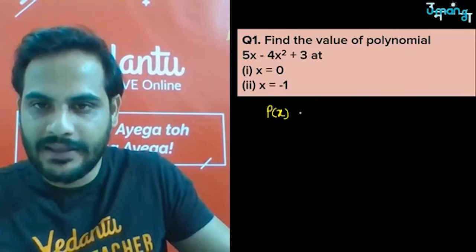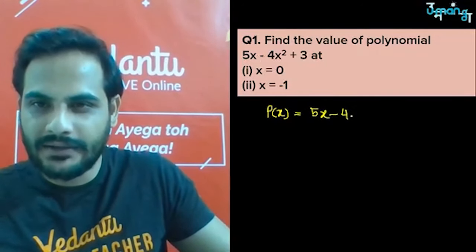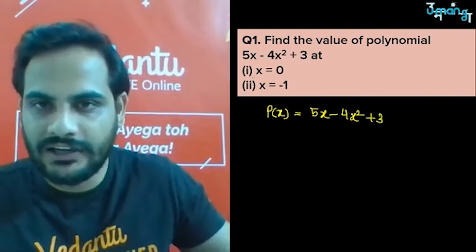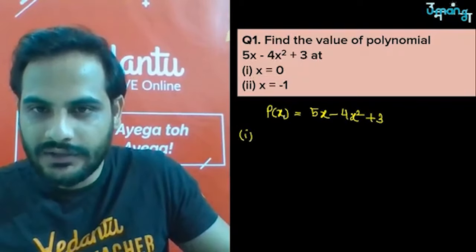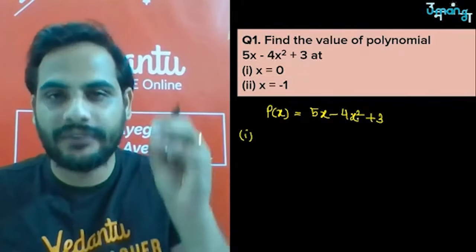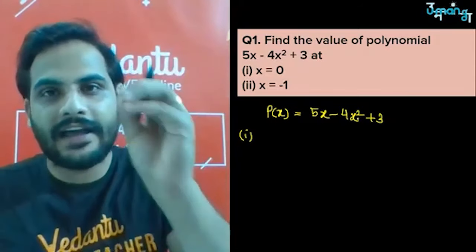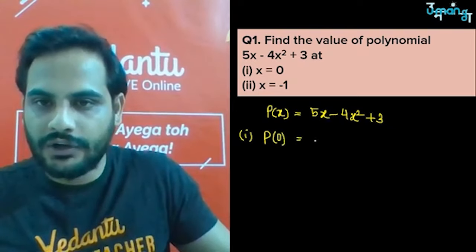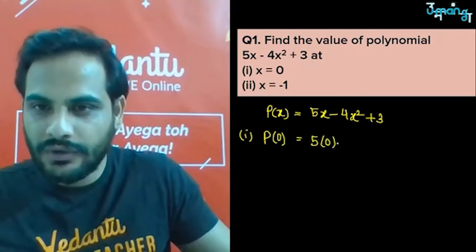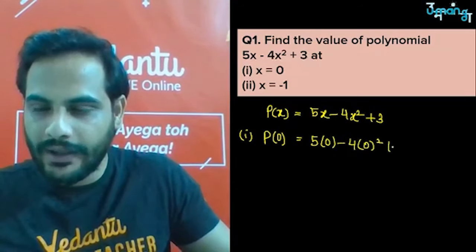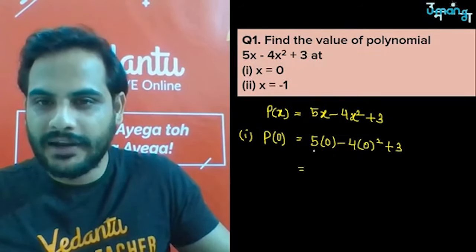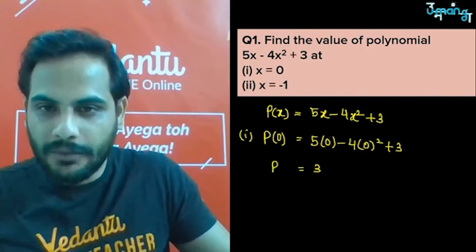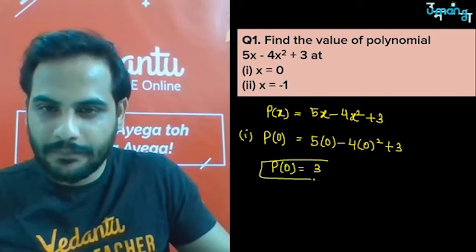So I will say suppose this p(x) is given as 5x minus 4x square plus 3. If I want to find out its value at x is equal to 0, then wherever x is present, at that place I will write 0. So it will become p(0) is equal to 5 into 0 minus 4 into 0 square plus 3. So what will you get? 5 into 0 is 0, minus 4 into 0 square is also 0, plus 3. So you got p(0) is equal to 3.